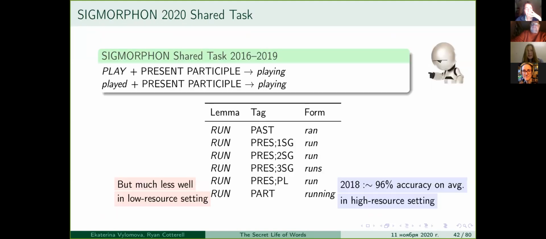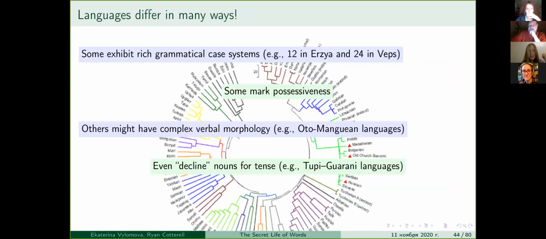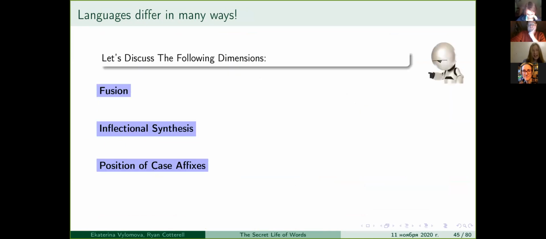So in the 2020 shared task, we decided to increase the typological diversity of languages, because languages differ in many ways. Some exhibit rich grammatical case systems, some mark possessiveness, and others have complex verbal morphology, such as Athabaskan languages, or even decline nouns for tense, such as Tupi-Guarani languages. So let's discuss some dimensions such as fusion, inflection, synthesis, and position of case suffixes.